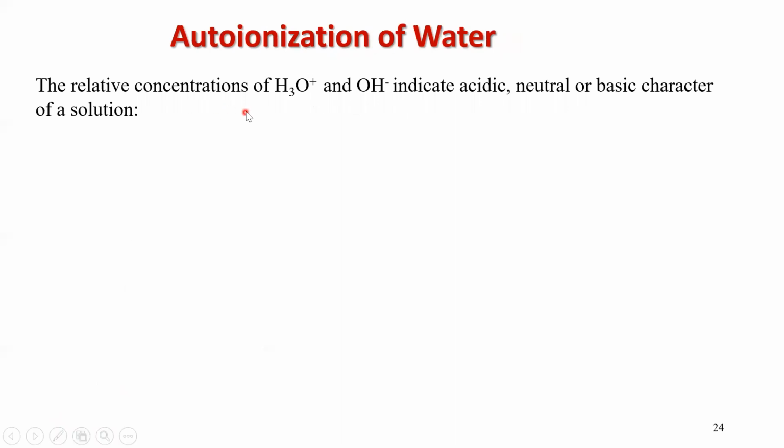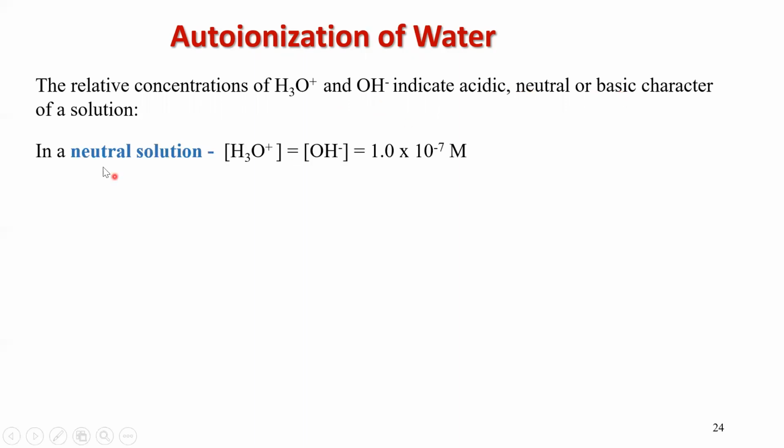If we add an acid to water, that's going to change the ratio of hydronium to hydroxide. Or if we add a base, it's going to change the hydronium to hydroxide concentration. And we're going to now look at solutions that are acidic, neutral, or basic in character. So if we look at a neutral solution, the concentration of hydronium equals the concentration of hydroxide, and we calculated that value to be 1.0 times 10 to the minus 7.